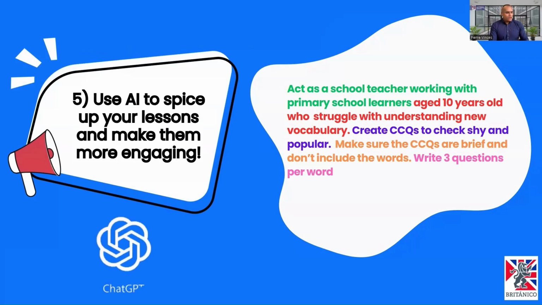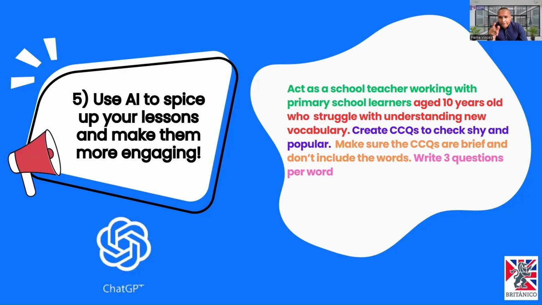Let's read together. Act as a school teacher working with primary school learners aged 10 years old who struggle with understanding new vocabulary. Create CCQs to check shy and popular. These are the two words I want to check. Make sure the CCQs are brief and don't include the words. Write 3 questions per word. So this is my prompt.